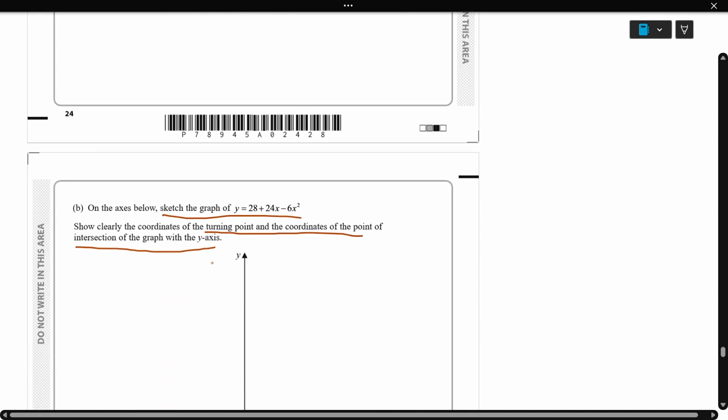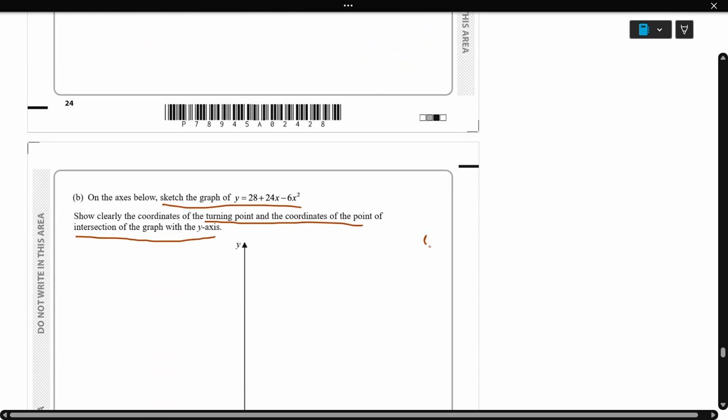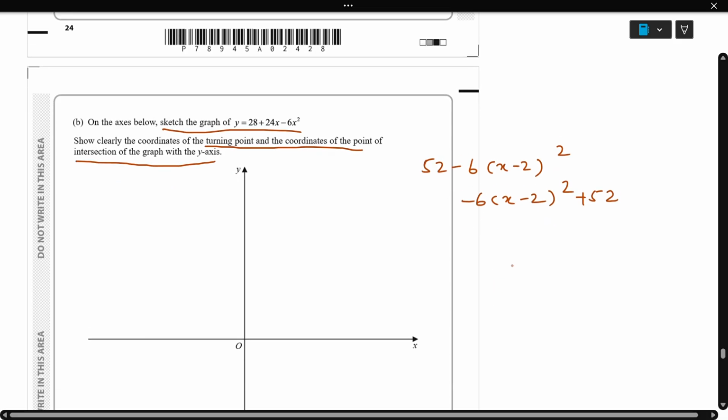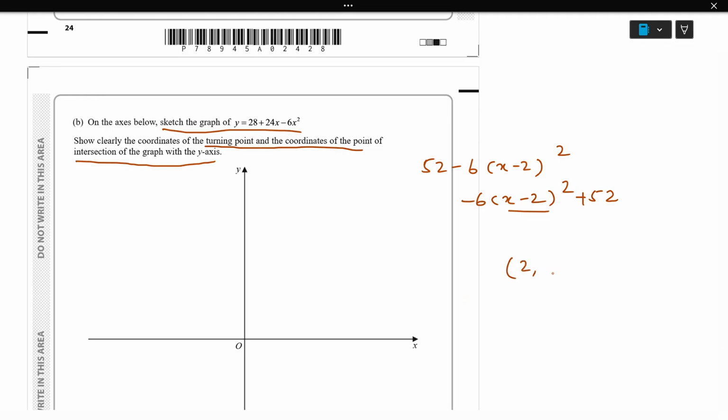So I'll write the completing the square form: 52 minus 6 into x minus 2 whole square, which is minus 6 into x minus 2 whole square plus 52. This is the completing the square pattern. So the turning point is going to be, inside, the opposite sign, which is 2, and the outside number. This is going to be the turning point. And the y-intercept point is 52.